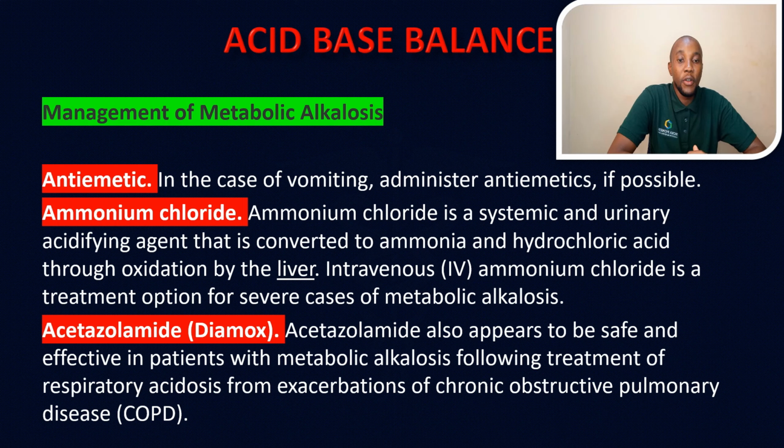Another medicine we normally use is called Diamox, or acetazolamide. Acetazolamide also appears to be safe and effective in patients with metabolic alkalosis following treatment of respiratory acidosis from exacerbation of chronic obstructive pulmonary disease.